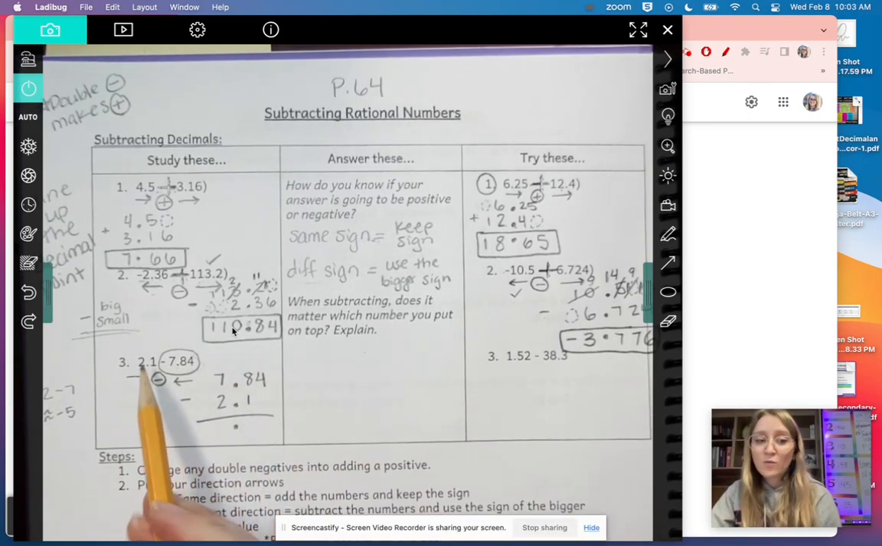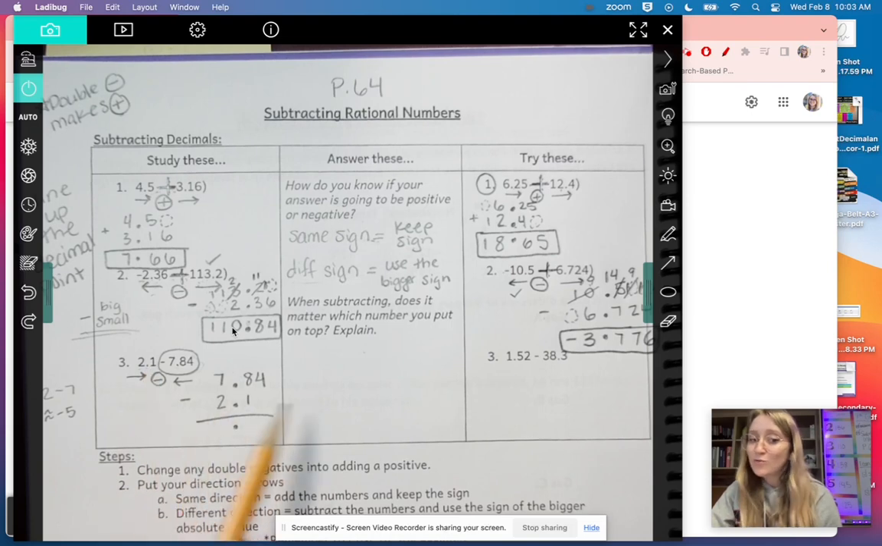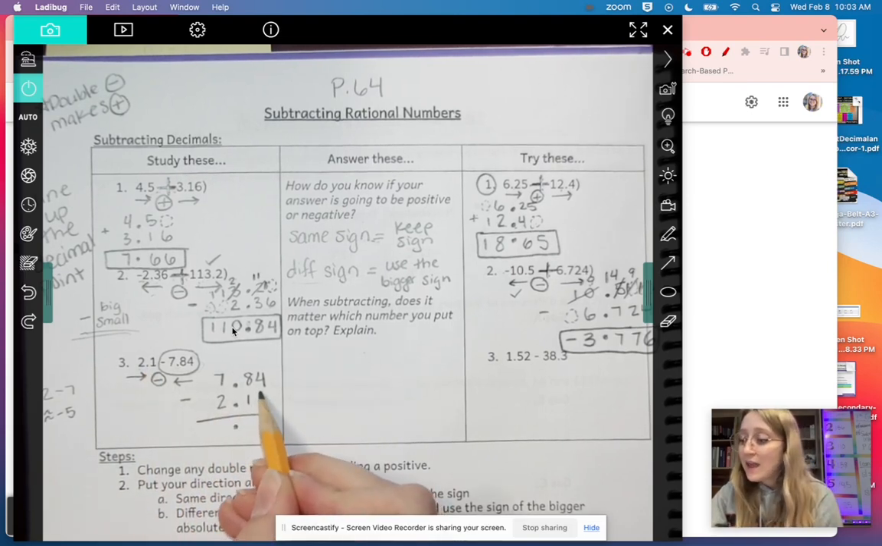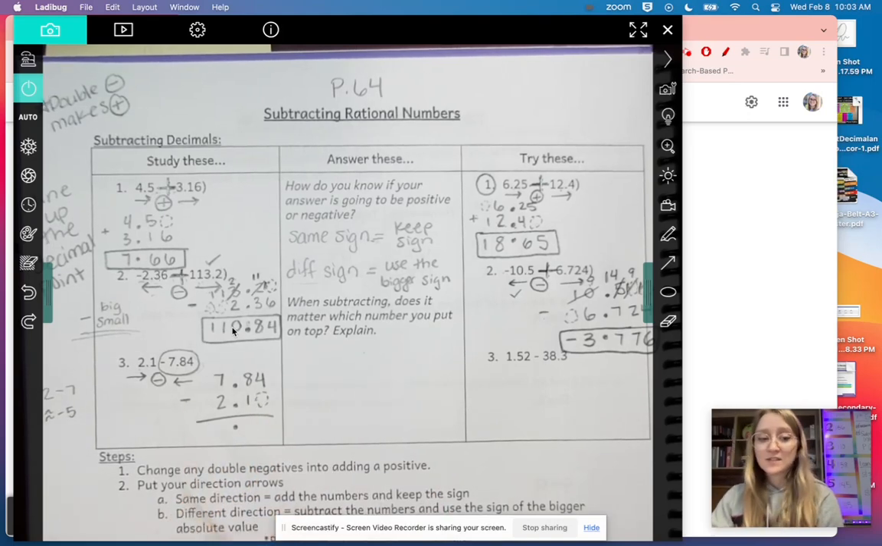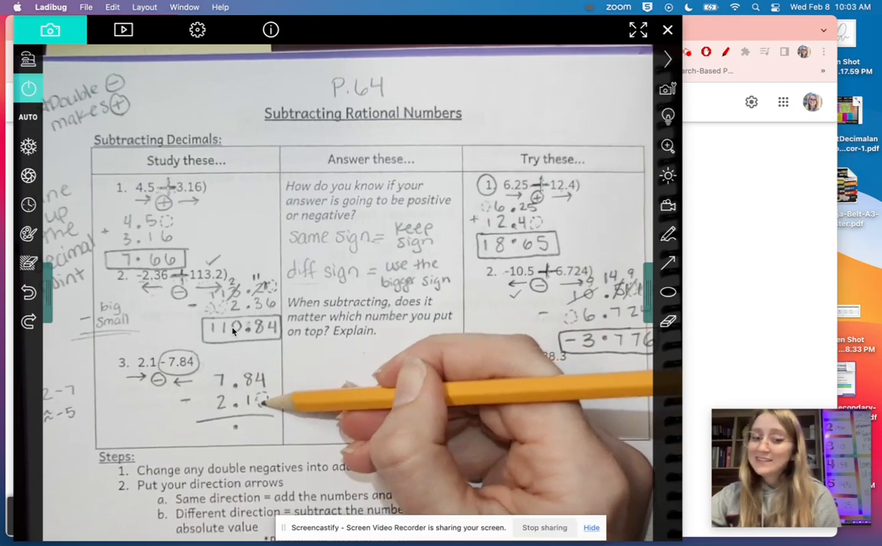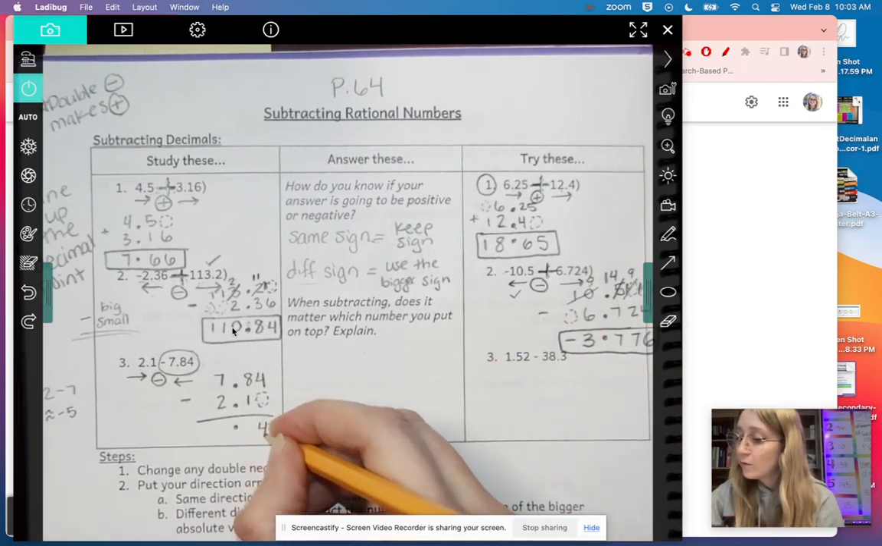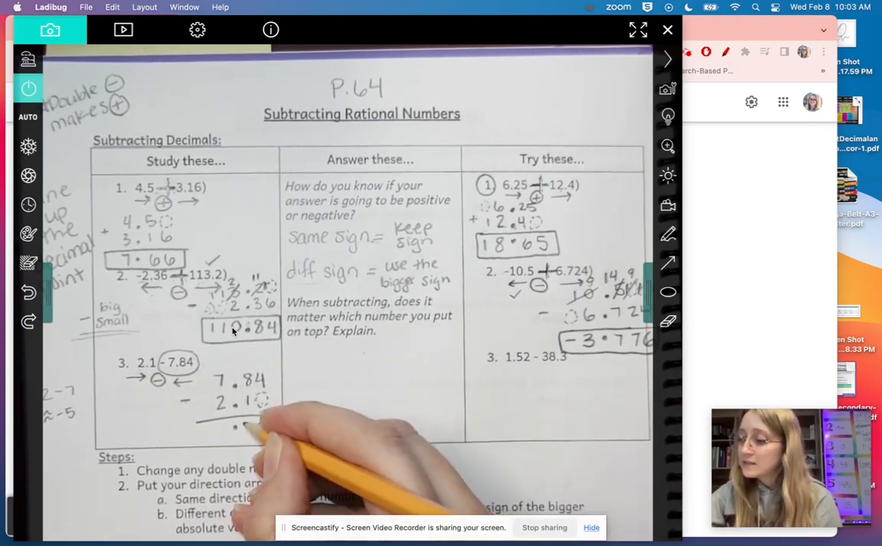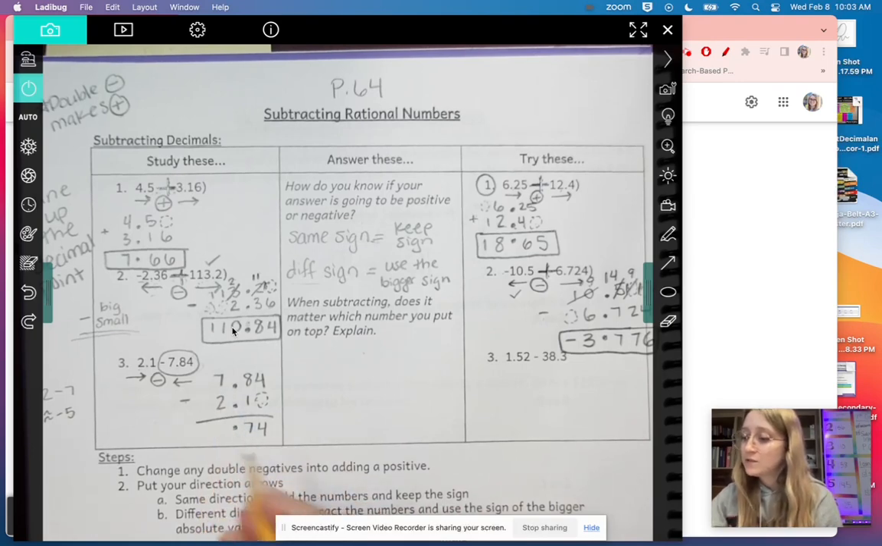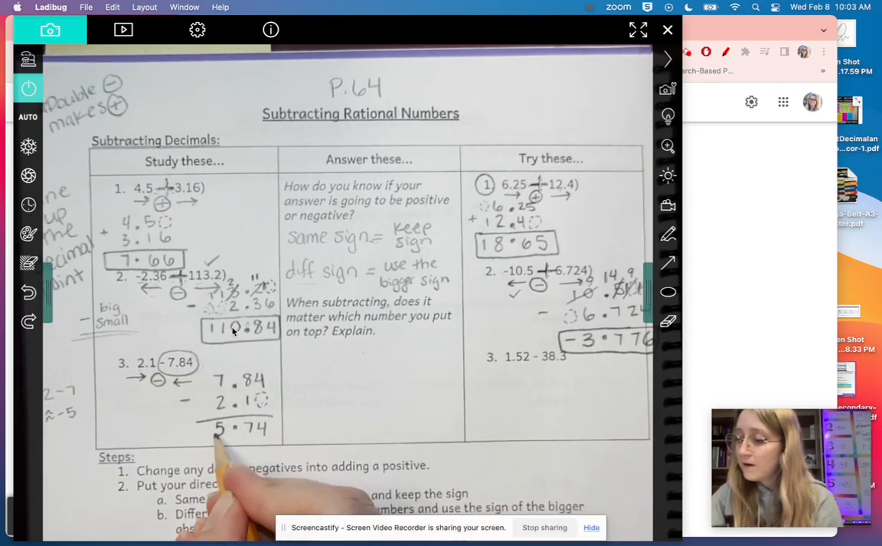Again, pay attention. That 1 is right next to the decimal point. Don't throw it into a place value it doesn't belong in. We have an empty place value, so I'm going to fill it with a 0, and I'm going to start subtracting. 4 minus 0 is 4. 8 minus 1 is 7. 7 minus 2 is 5.